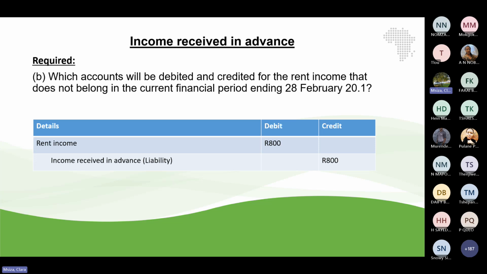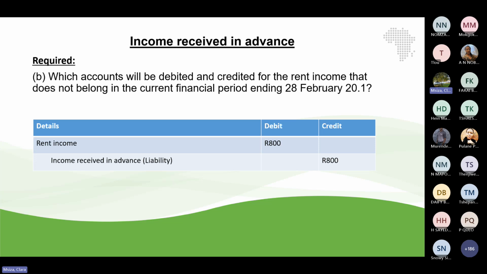So which accounts will be debited and credited for the rent income that does not belong in the current financial year ending 28 Feb 20.1? Let's see, what are we going to debit? What are we going to credit? And you must always remember, revenue income increases on the credit side and decreases on the debit side.